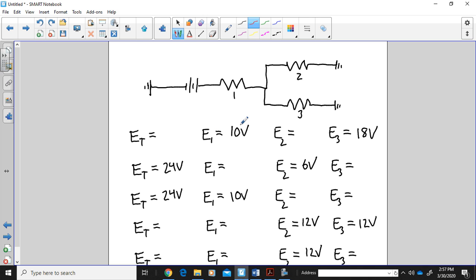Voltage in a series parallel circuit. Same diagram. The left-hand side should look a lot like a series circuit to you, and the right-hand side should look a lot like a parallel circuit.